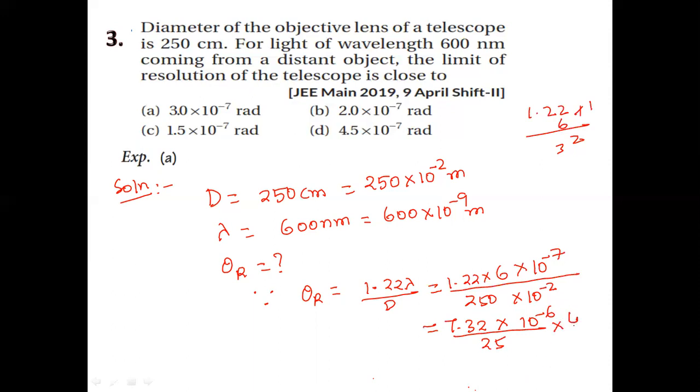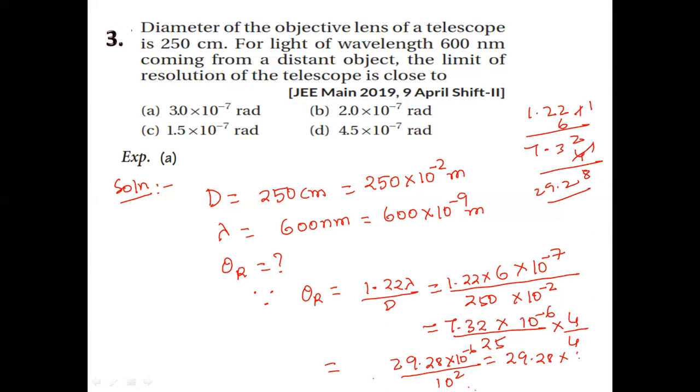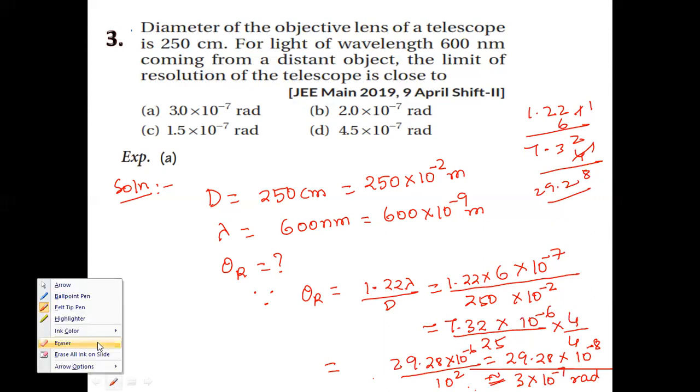So what I will do, multiply and divide by 4. So that 7.32 into 4 is 29.28. 29.28 into 10 power minus 6, in the denominator will be 100, that is 10 square. That is 29.28 into 10 power minus 8. Approximately, we can write 3 into 10 power minus 7 radian.